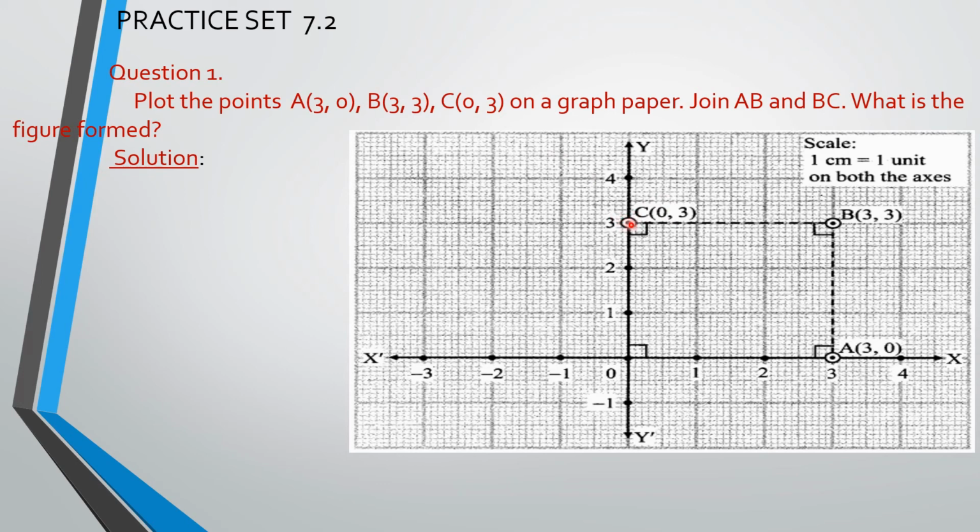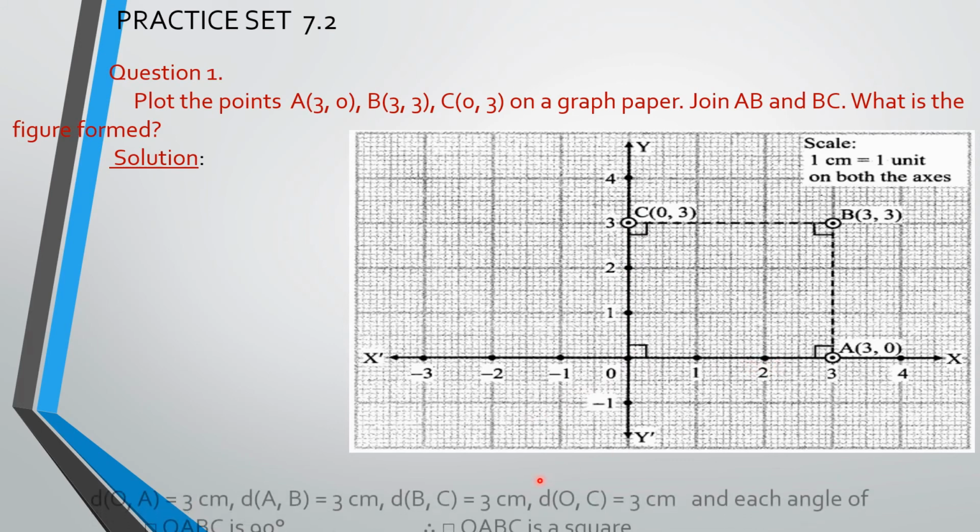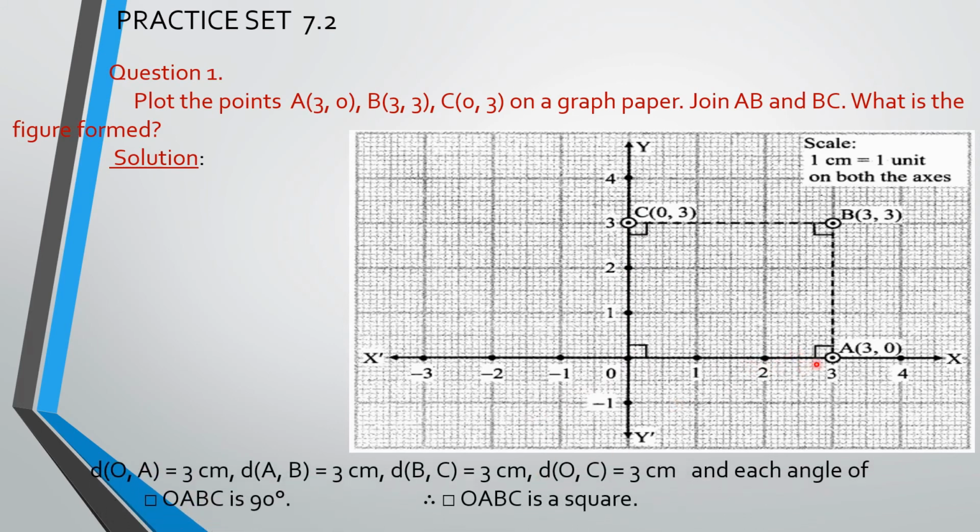And after joining OA, AB, BC and CO, here is the figure you will get. The distance OA is equal to 3 centimeters, distance AB is equal to 3 centimeters, distance BC is equal to 3 centimeters, and distance CO is equal to 3 centimeters. And therefore the figure OABC is a square. The figure formed by joining AB and BC with the axes is a square.